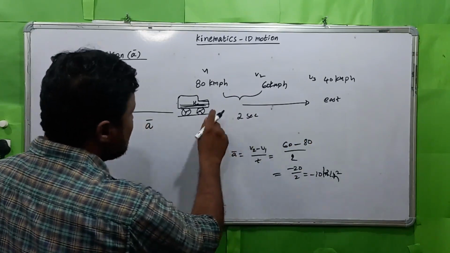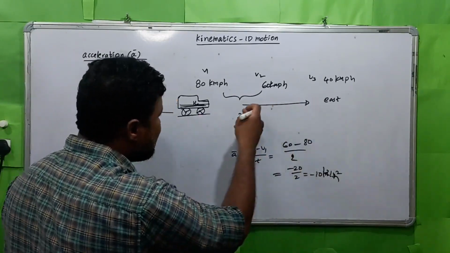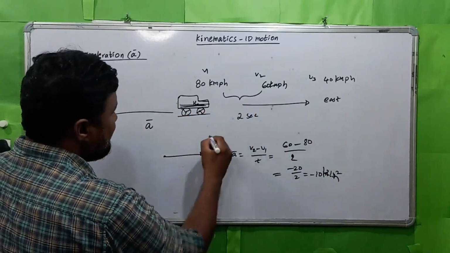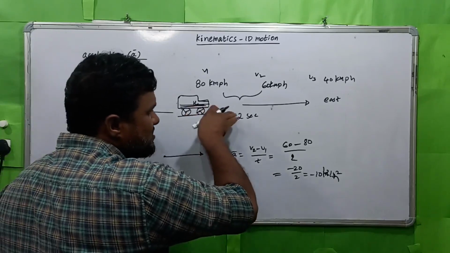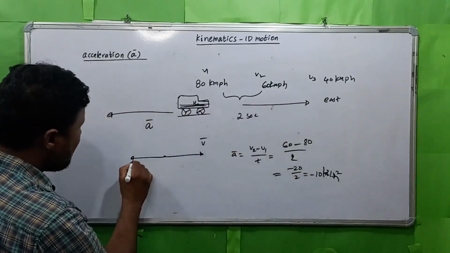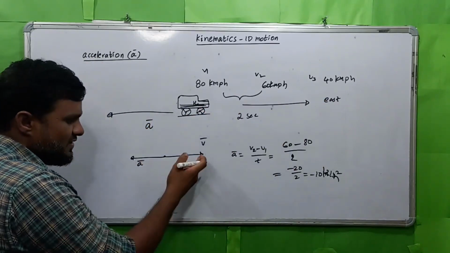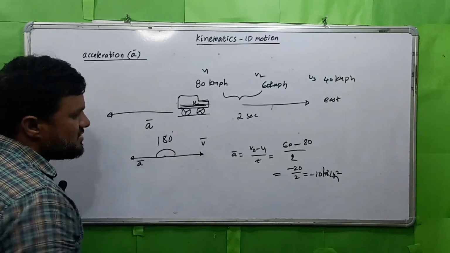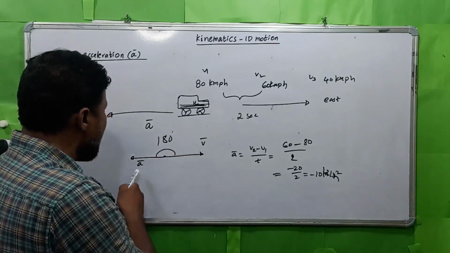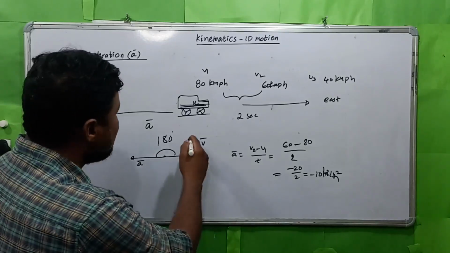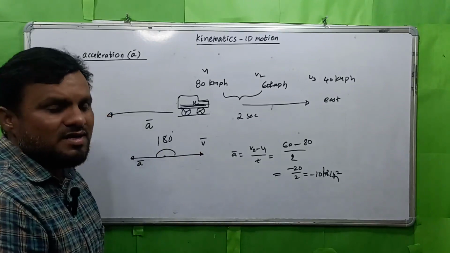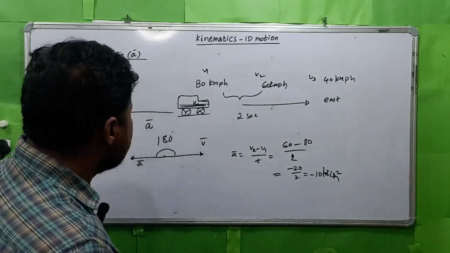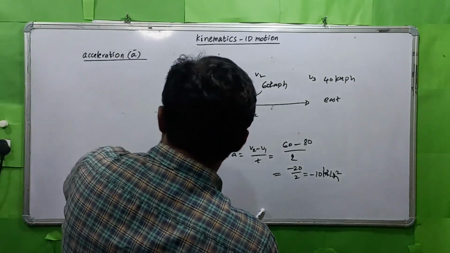Now if you observe, still the car is moving towards the east, but it is taking deceleration, A bar. So what is the angle between velocity vector V bar, since car is moving this way, and acceleration vector A bar? We can say 180 degrees is the answer. The angle between velocity vector and acceleration vector is 180 degrees. This kind of scenario we can observe in case of decelerated motion. Yes or no? Now we are going to discuss acceleration due to gravity.